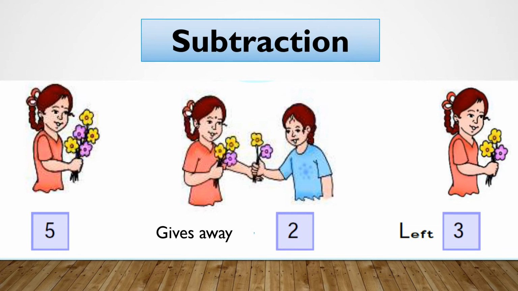Now, let's look at one more example. Here, the girl on the left has 5 flowers in her hand. If she gives away 2 flowers to her friend, then she will be left with only 3 flowers.